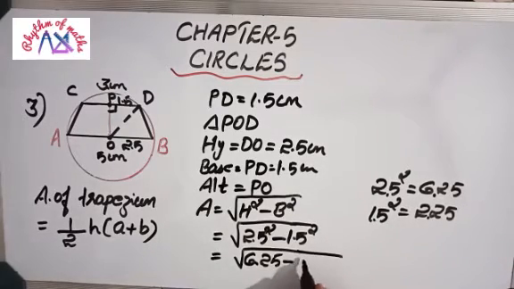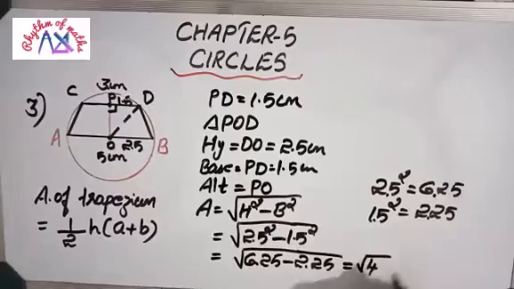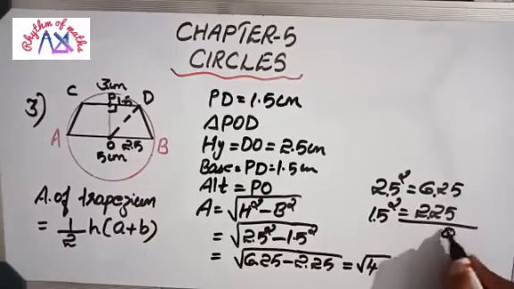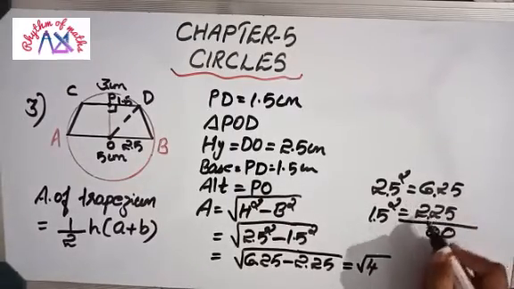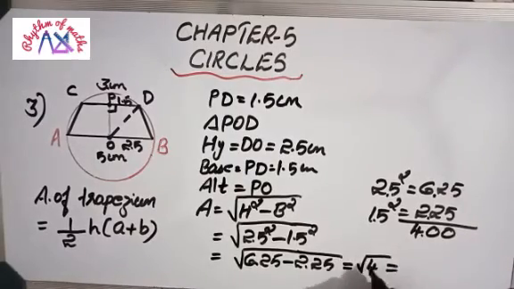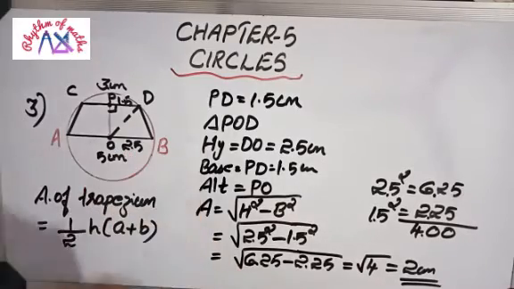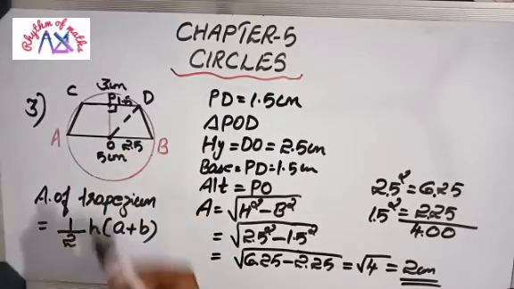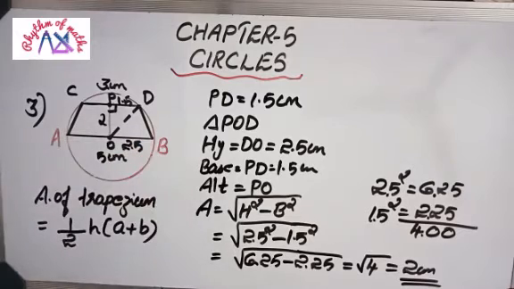So here the answer will be 2.25. Now let's subtract. 6.25 minus 2.25, the answer will be 4. Like this: 5 minus 5 is 0, 2 minus 2 is 0, 6 minus 2 is 4. 4.00 is the same as 4. So root 4 is 2 centimeter. That means this perpendicular distance is 2 centimeter.